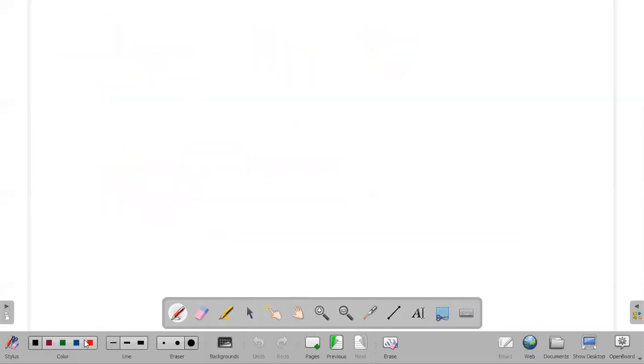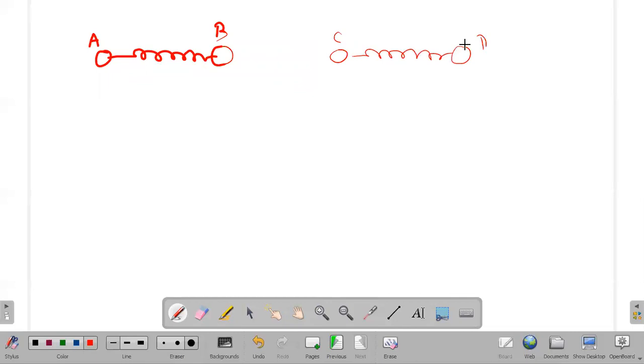Now let us summarize this problem here. So this is two blocks A and B, and then block C and D connected by similar strings. The problem begins when the separation was L. Then after a certain moment, A and B come in physical contact with each other.